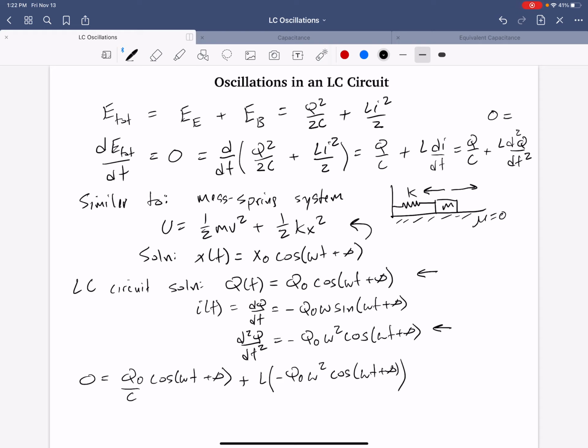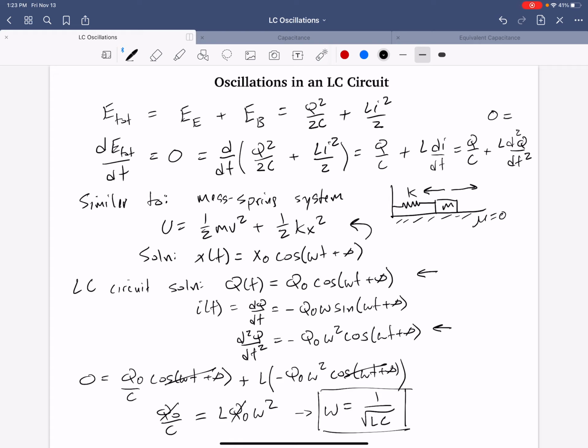So thus our cosine cancels out. And let's do a little bit of rearranging. We have a negative in the second term. So what we really have is q naught over c equals L q naught omega squared. So our q naught cancels, and solving for omega gives us 1 over the square root of LC. And this is the angular frequency for an LC circuit. This is the form for omega in an LC circuit.